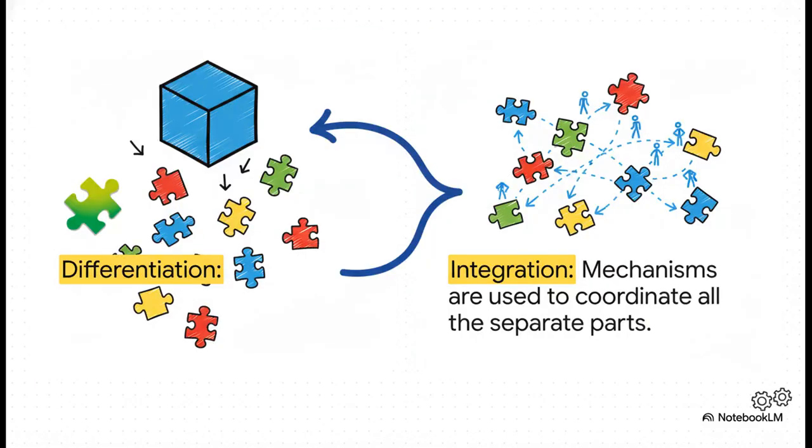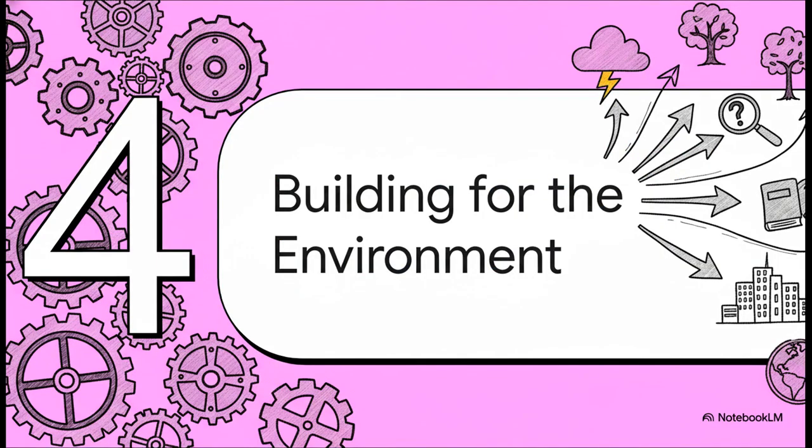And finally, there's this really crucial balancing act. You've got to decide how much you're going to divide up the work into specialized parts. We call that differentiation. But here's the catch. The more you separate teams, creating all these departments and divisions, the more you have to intentionally bring them back together. And that's integration, using things like cross-functional meetings or dedicated project managers to make sure everyone is still pulling in the same direction.